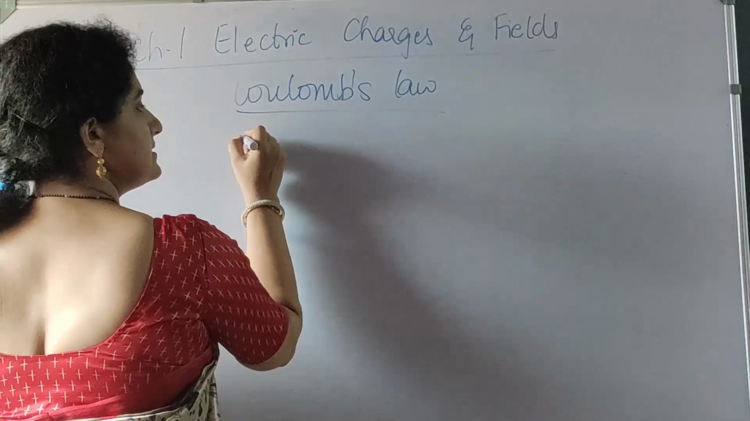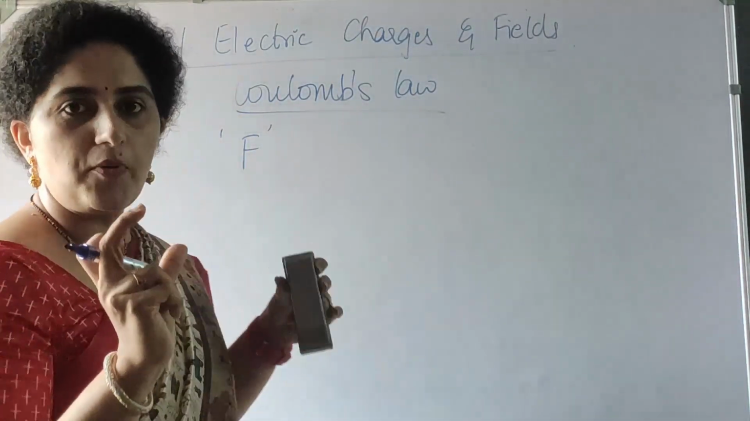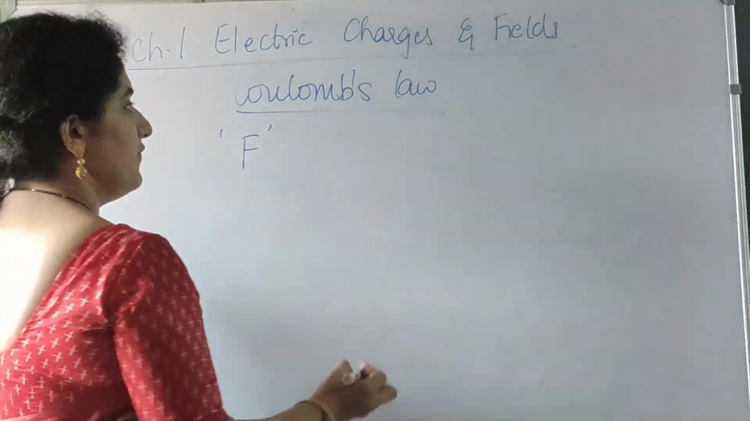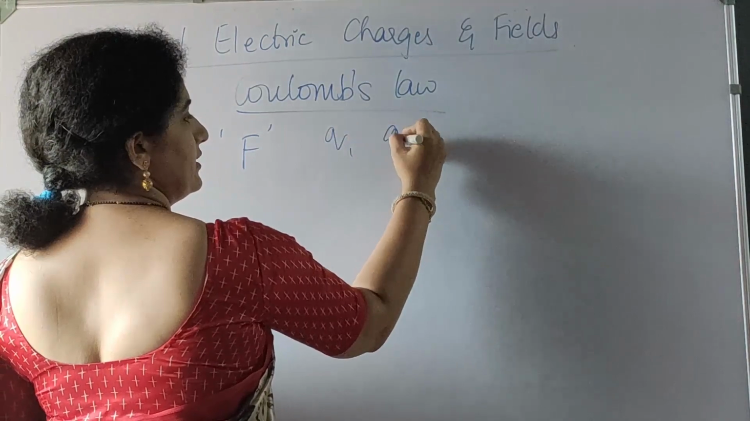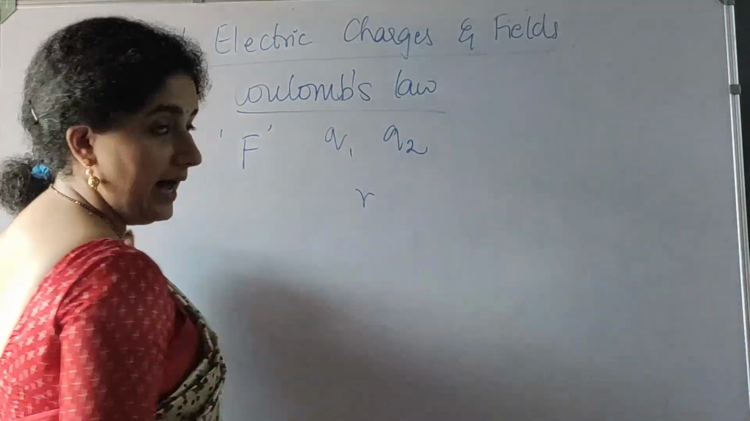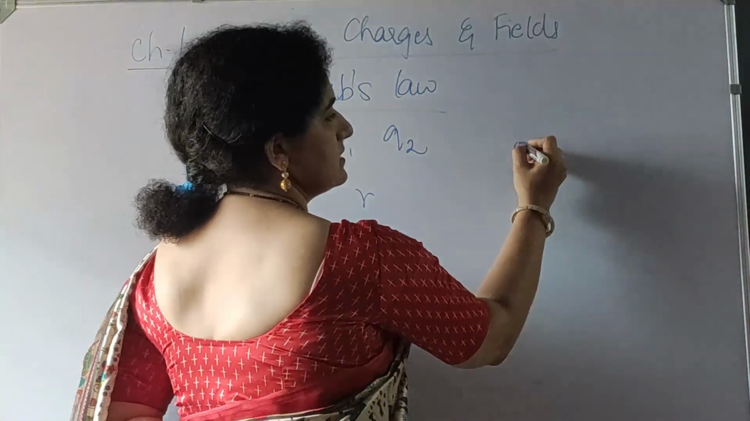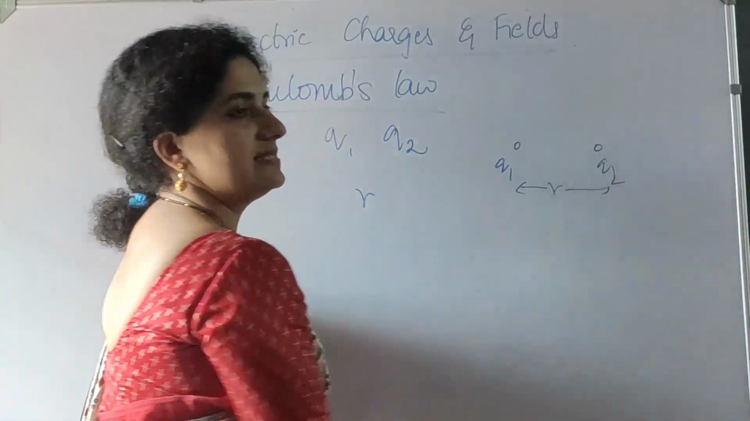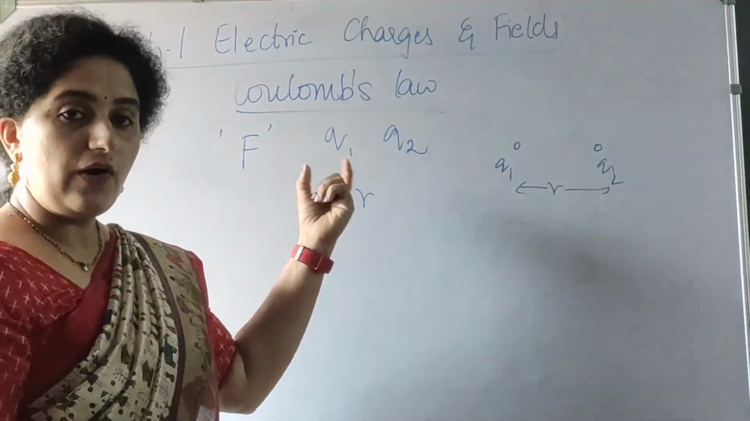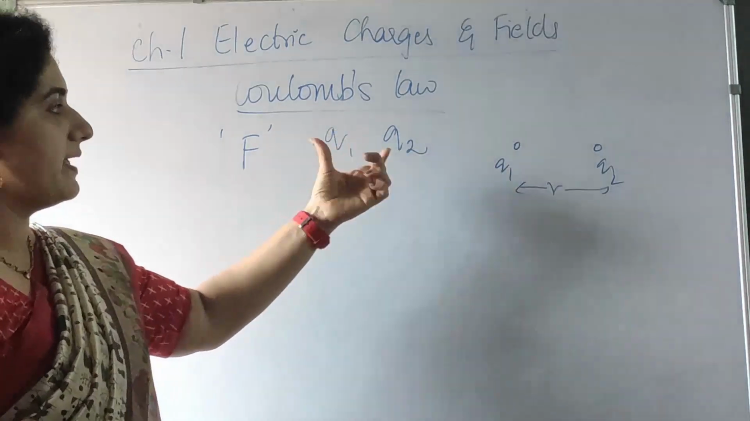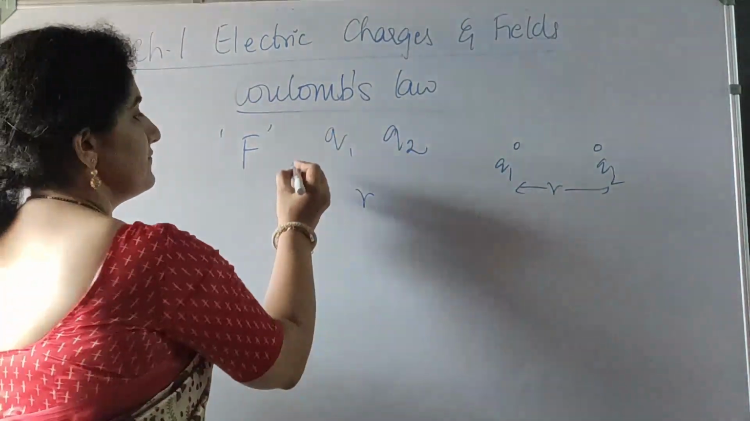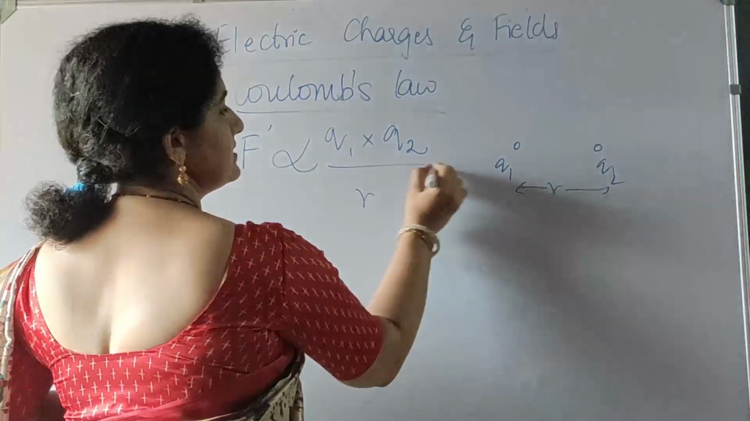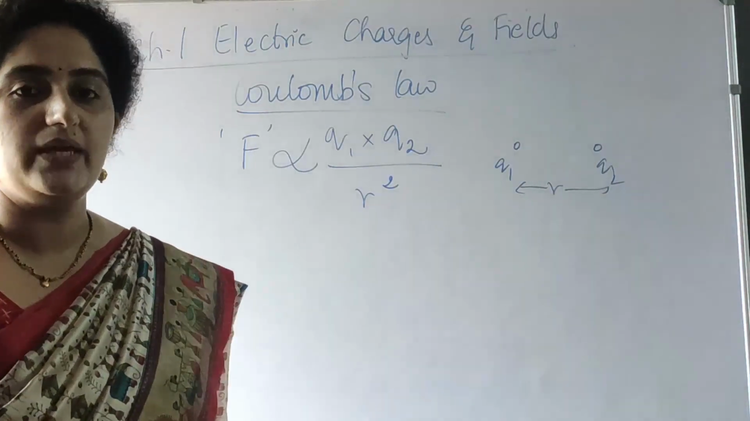Coulomb's law tells us about the force experienced between two point charges and how it depends on their separation. If I have two charges Q1 and Q2, separated by a distance R, then the force experienced by these two charges is found to be directly proportional to the product of the charges and inversely proportional to the square of the distance between them.